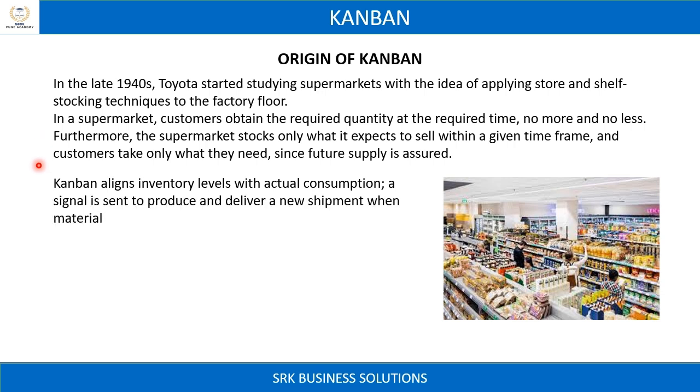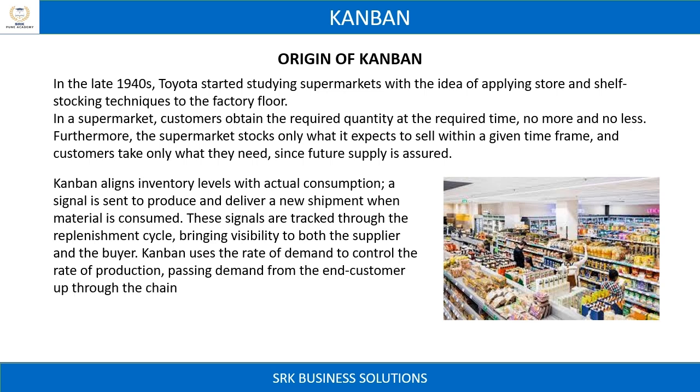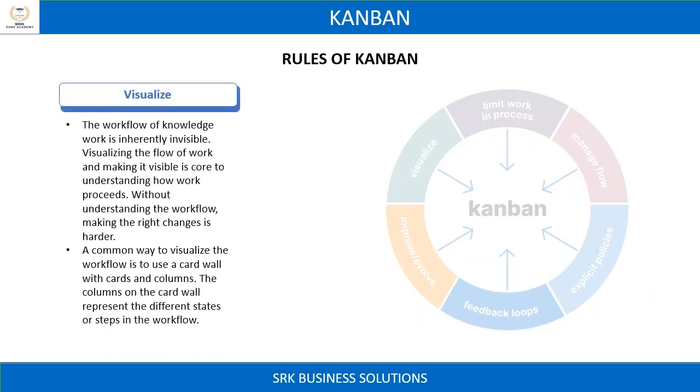Kanban aligns inventory levels with actual consumption. A signal is sent to produce and deliver a new shipment when material is consumed. In 1953, Toyota applied this logic in their main plant machine shop. Now, the rules of Kanban.